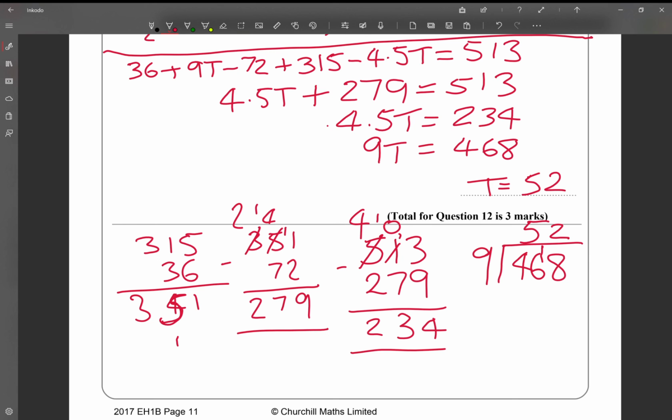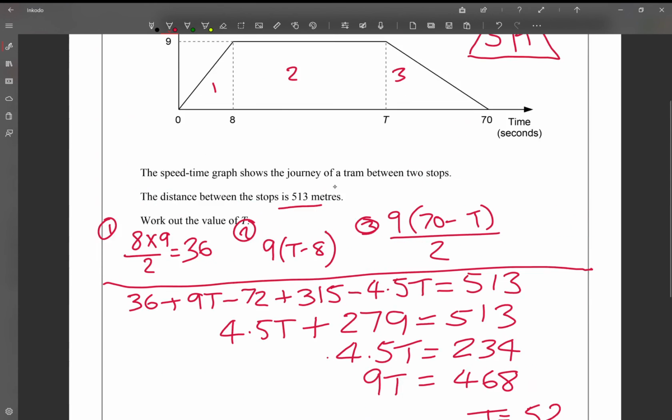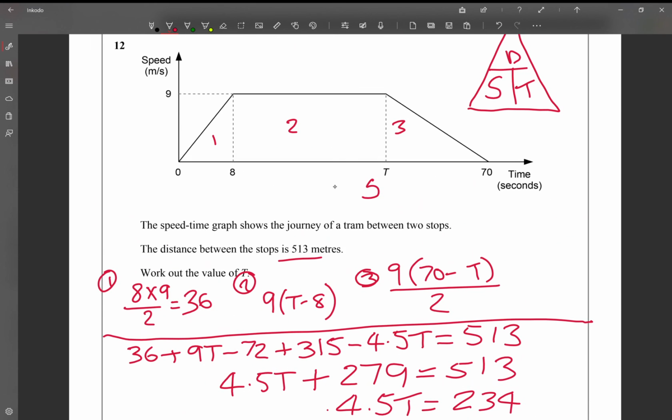And you can look to see if it makes sense. You can also put it into the equation and work it out. So for example, 52 minus 8 times 9, work out what that is, and then the difference here, 18 times 9, work out what that is, and if it adds up to 513, it's wrapped it up nicely for you.